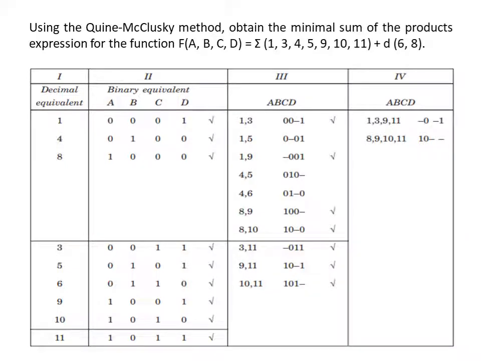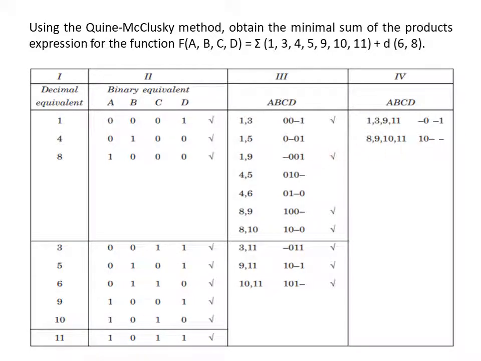Now group 2 and 3 combinations we will obtain as 3, 11, 9, 11, 10, 11. The differing bits are represented as a dash. So now a single literal is eliminated in this table 3. Now in this table 4, 2 variables are eliminated.